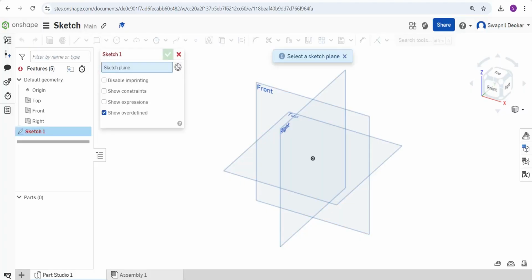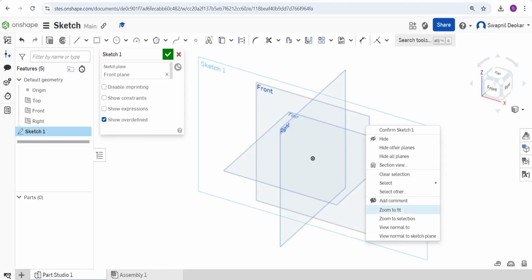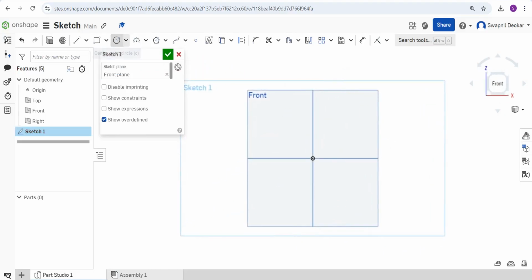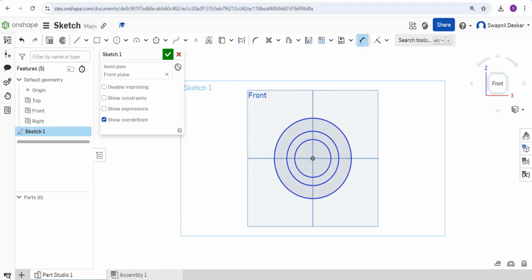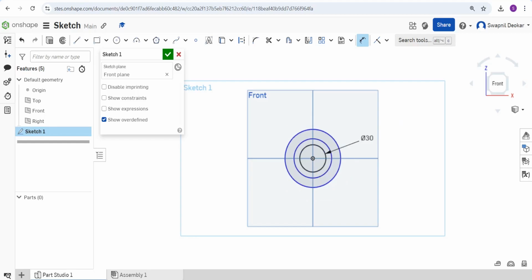To sketch, select this, view normal to sketch plane. So I will draw the circle. First circle 30, second 44, and last is the 50. So this is 30. This circle is of 44, and last is of 50 diameter.